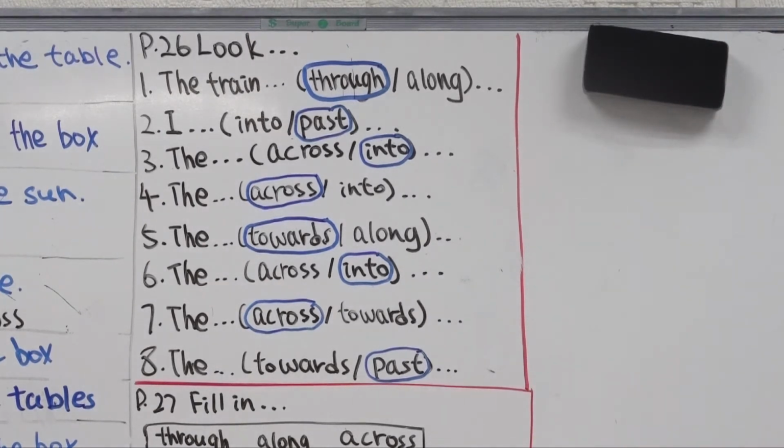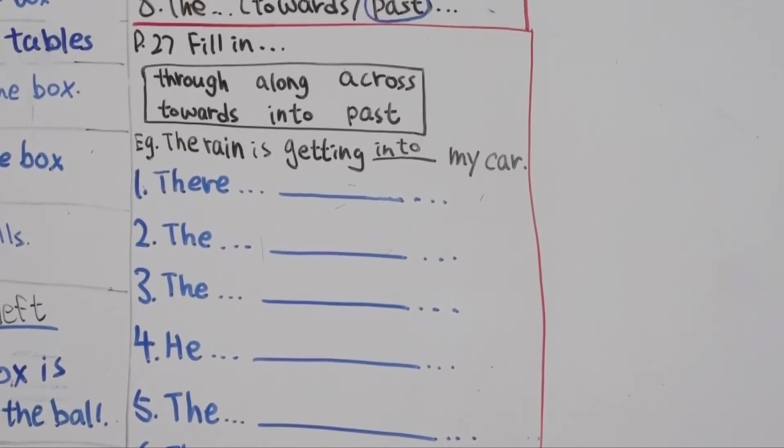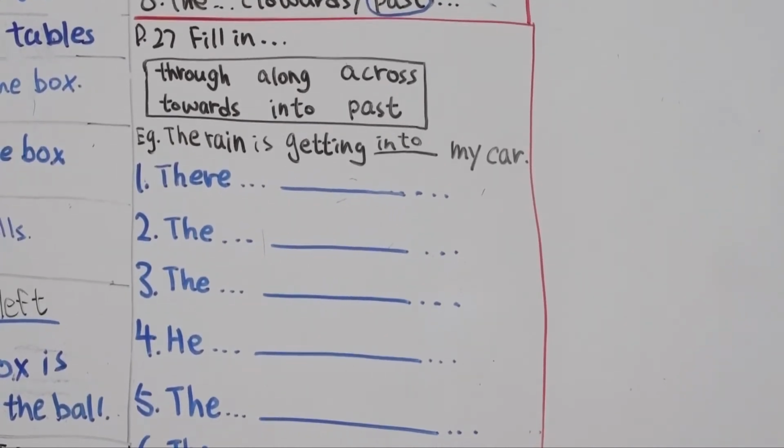Next one. If you're done checking, you may turn to page number 27. 27, fill in the blanks with the words in the box. So the example has been done for you. The rain is getting into my car. Okay, the rain is getting into my car. That has been done for you. I think this preposition you can use more than one time, all right? Because there are 7 questions and there's only 6 choices. Okay, number 1. I'll do 3 of them with you, and then the 4 of them you do by yourself.